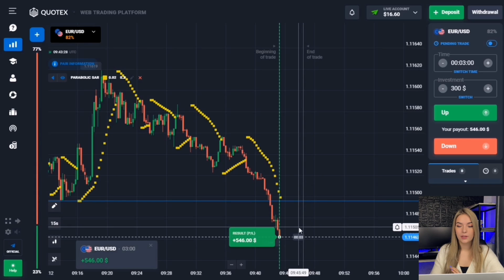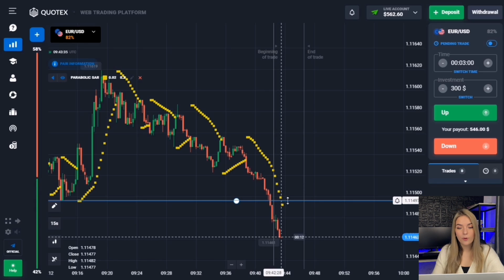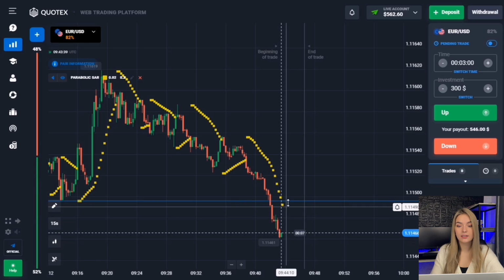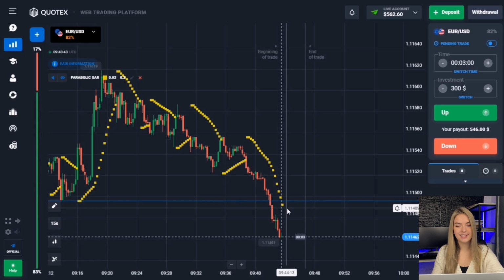Well, that's pretty good. The price really continued its downward movement and this level was broken. We get a gorgeous confident profit. This indicator suggested a good entry point. We opened a deal on a downtrend and got a great result. Everything is going well. Let's continue.